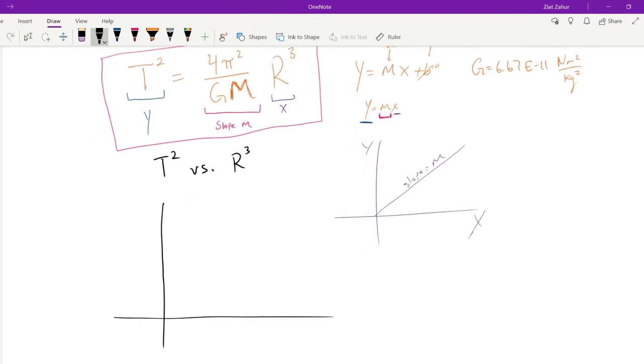So on the y-axis you have t squared, and on the x-axis, remember it's y versus x. That's how we label our graphs. It's whatever we have in the y-axis versus x-axis.